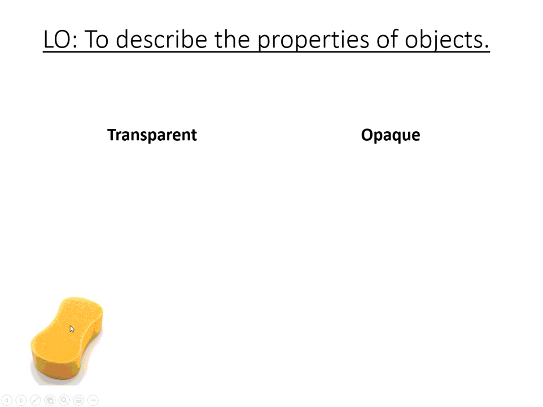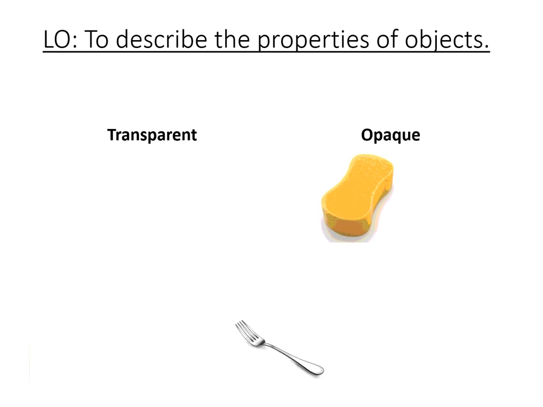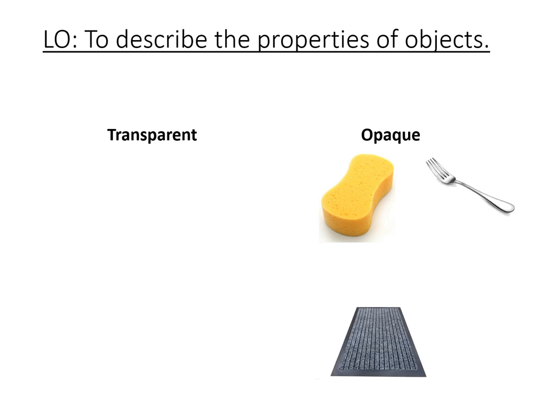A sponge. If you put that over your eyes, would you be able to see anything through it? Nope, you wouldn't. That's opaque. The fork. That's a bit tricky because although it's shiny, light actually doesn't pass through it, so it's actually opaque. The mat. Transparent or opaque? Well, it's not transparent, so it must be opaque.